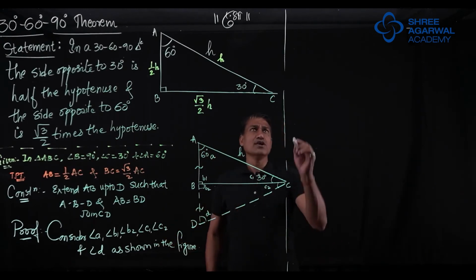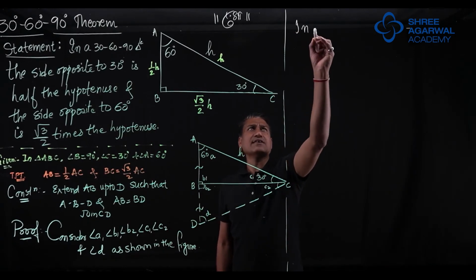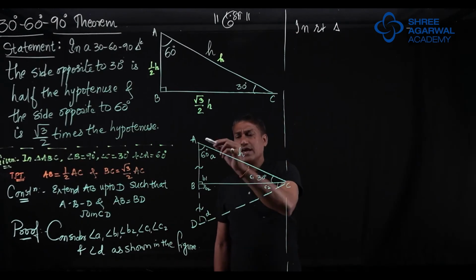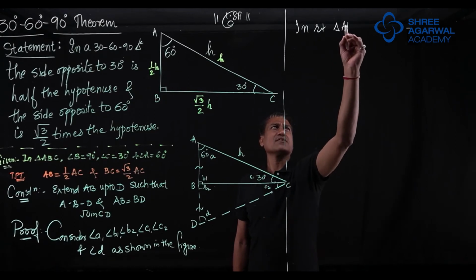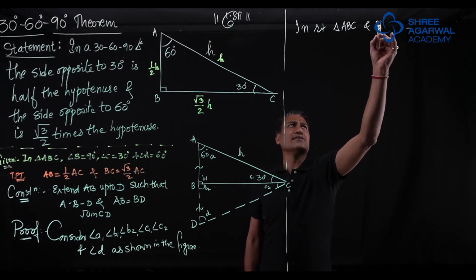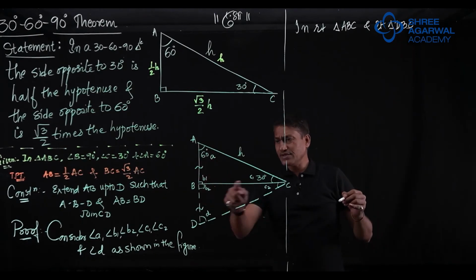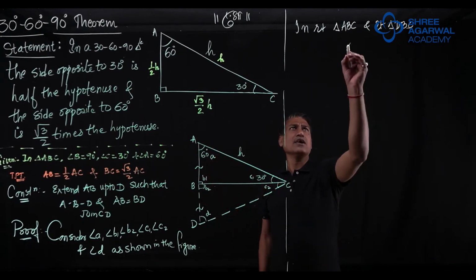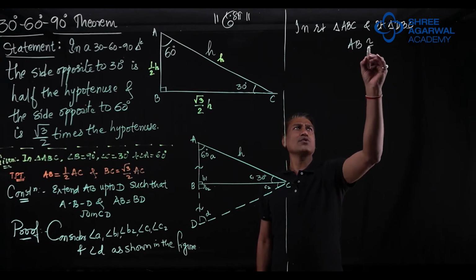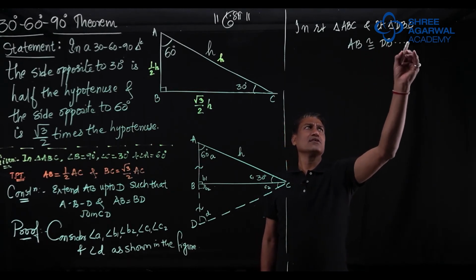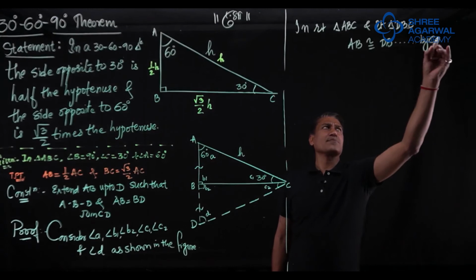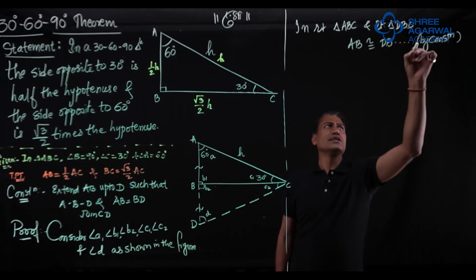Let us come here. So, I say in right triangle ABC and right triangle DBC, AB congruent to DB by construction. Reasons you should write.